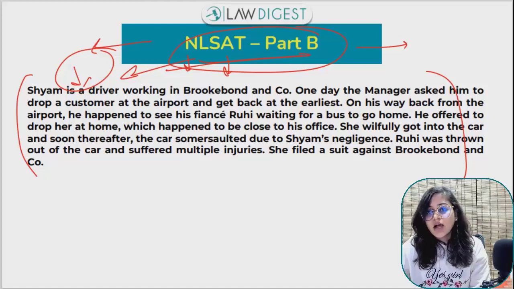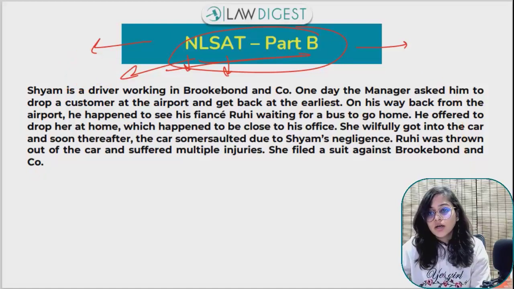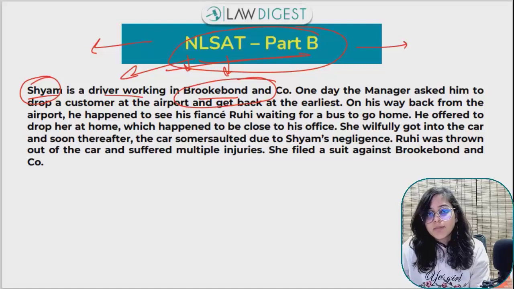Now let us understand how to solve these questions. We are looking at a new question apart from the usual Sandeep COVID question that everybody has seen up till now. Here the situation is that Sham is a driver working in Brook Bond and Company. One day his manager asks him to drop a customer at the airport and tells him to get back at the earliest.